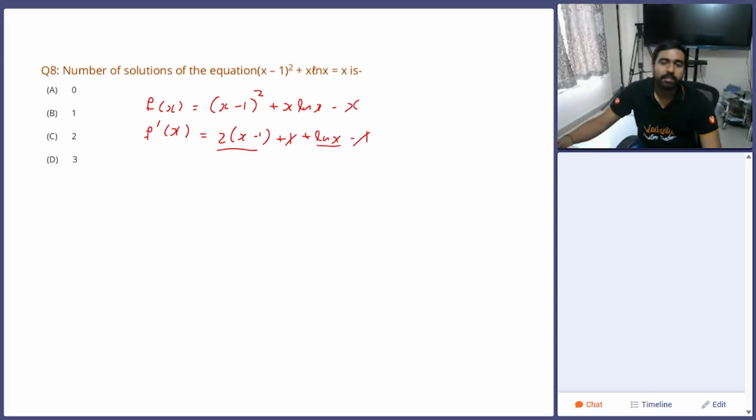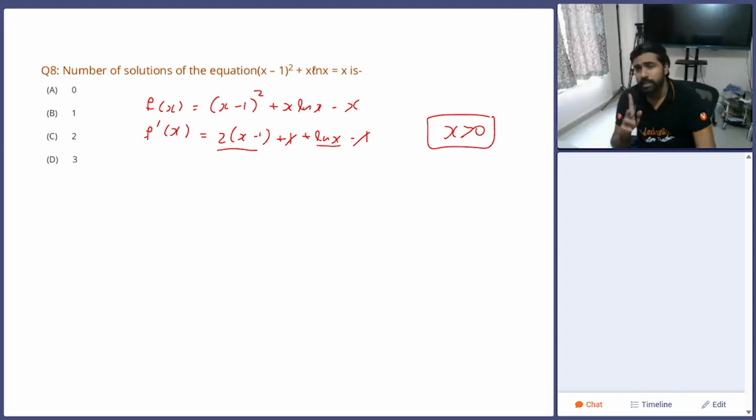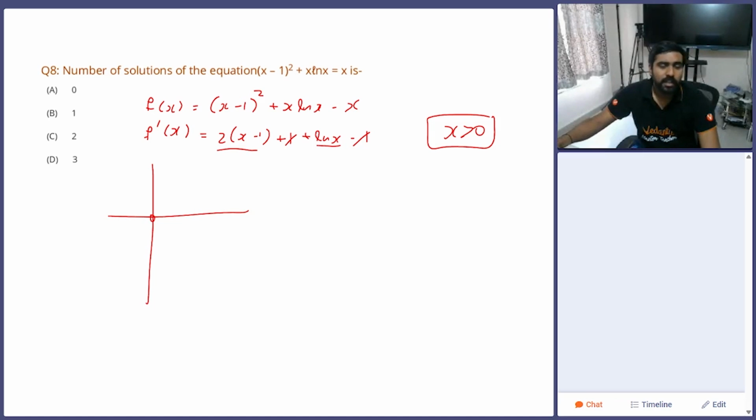So 2 into x minus 1 plus ln x is the expression, and also remember that x has to be always greater than 0 over here. Why is your x always greater than 0? Straightforward, I can see ln x is there. So we are only talking about the positive values of x. Now, when x is less than 1, are you able to observe that 2 into x minus 1 is negative and ln x is also negative?